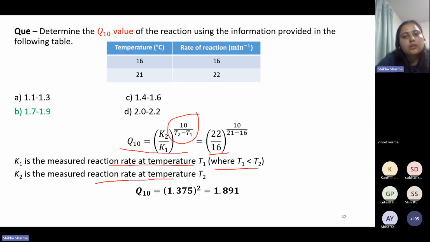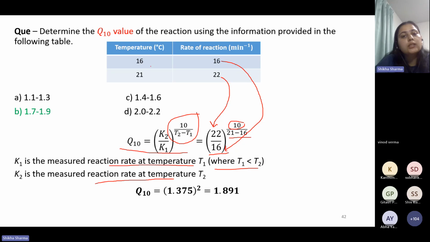So K2 by K1 is this, and if we put our values in the Q10 formula, Q10 equals to K2, which is the rate of the reaction 22, divided by the initial rate, which is 16, to the power 10, because 10 is for every 10 degree Celsius we are changing the temperature. So this 10 factor comes in this formula from there. Divided by 21 minus 16, which is T2 minus T1.